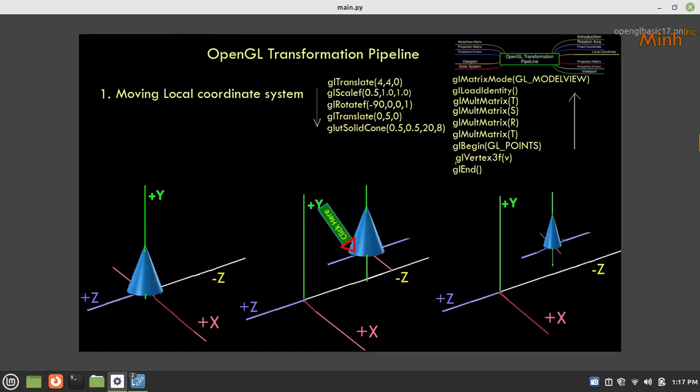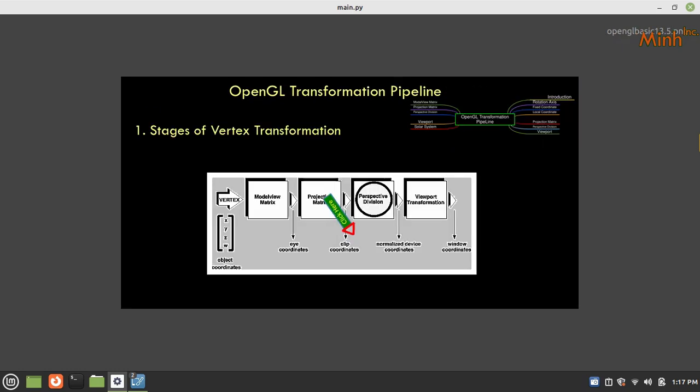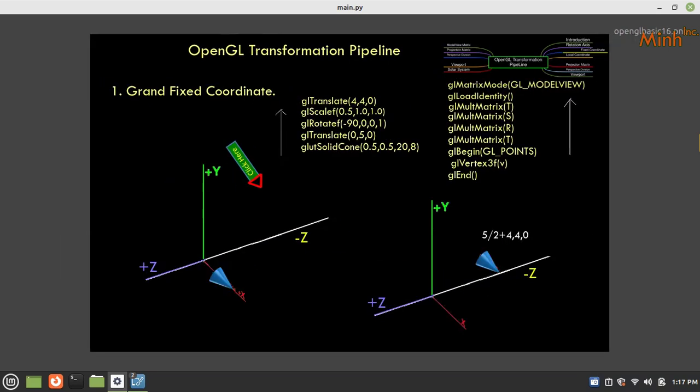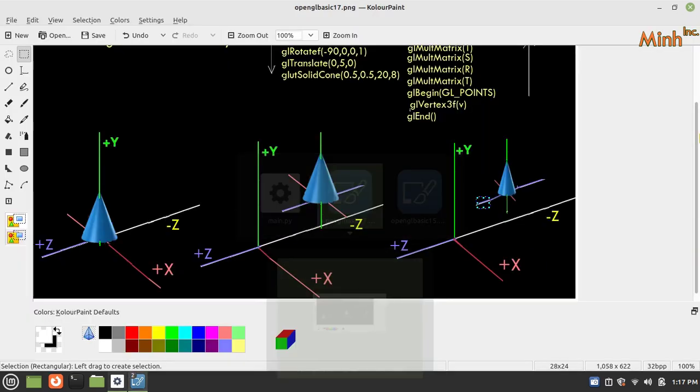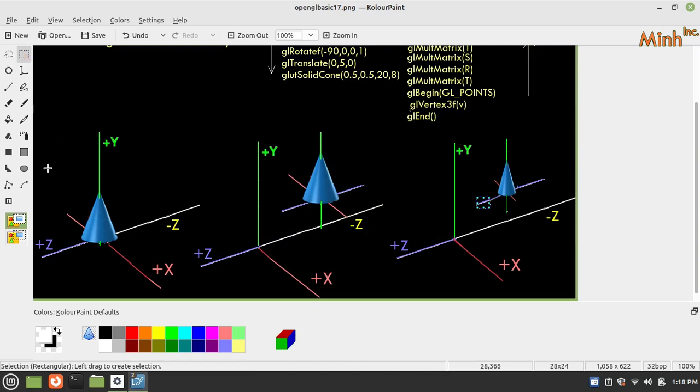Okay, so next in our pipeline is projection matrix. So model view matrix: we did the transformation, and transformation happens through two concepts. One is fixed grand coordinate, and one is moving the local axis. In local axis, we can actually forget this the way I am saying. So it is like there is no local axis at all.